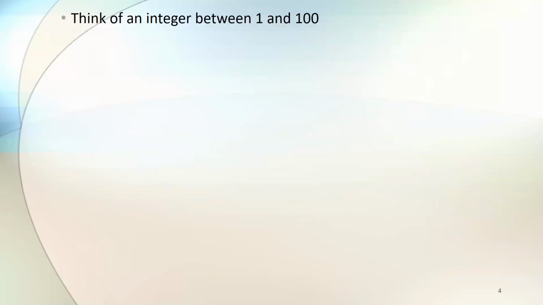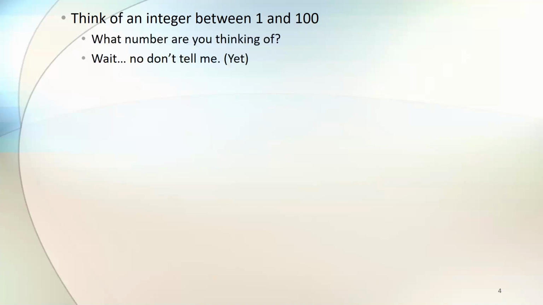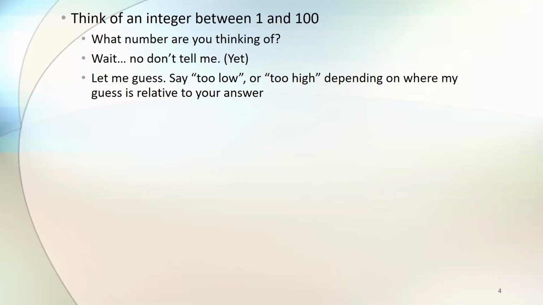So here we go. Think of a number, an integer, a whole number, no fractions allowed, between 1 and 100. I want you to guess and then tell me too low or too high. All right, who shall I pick on? Number 1, 2, 3, 4. Okay, what is my algorithm?